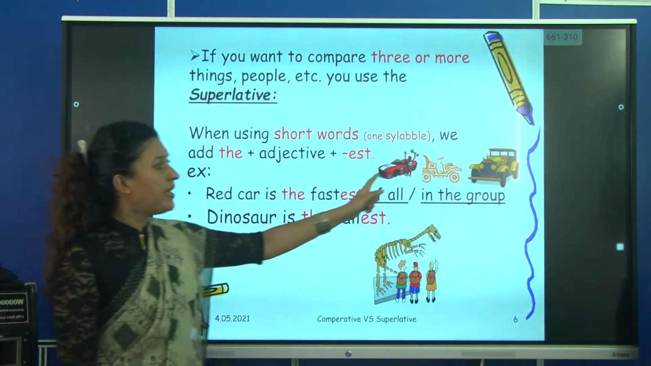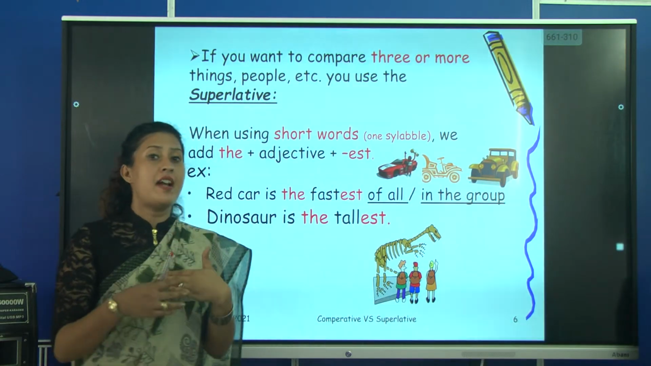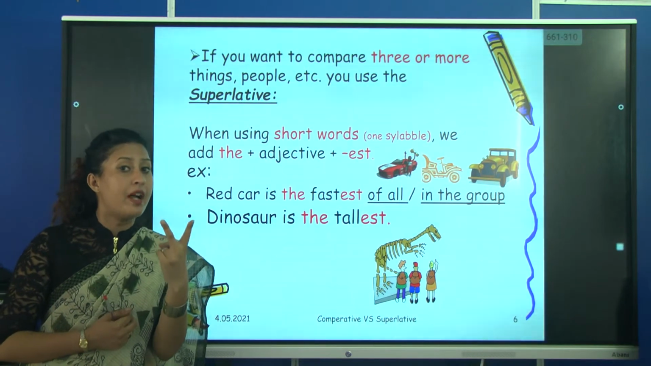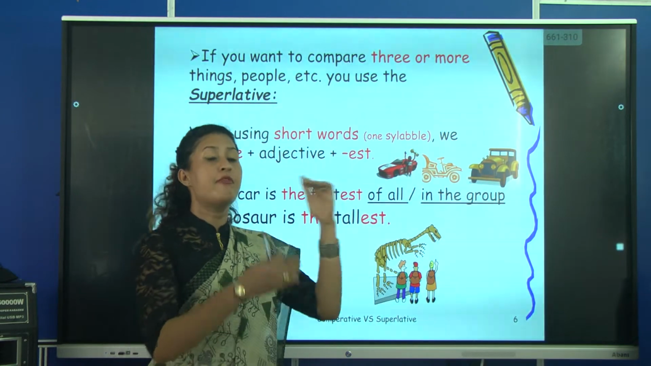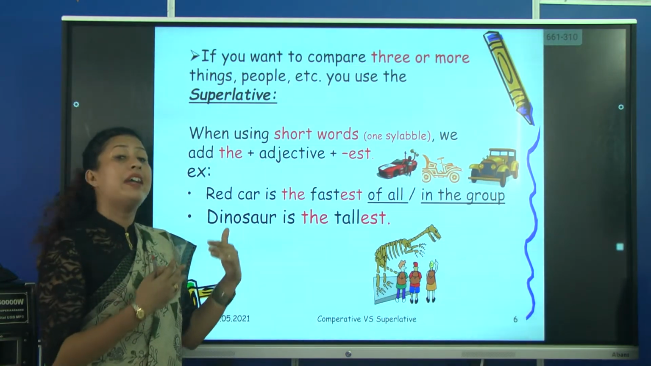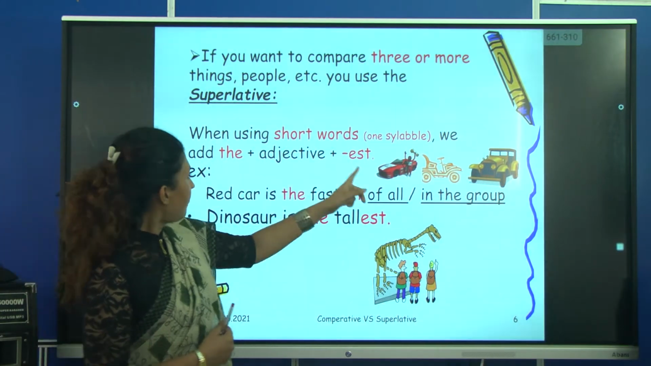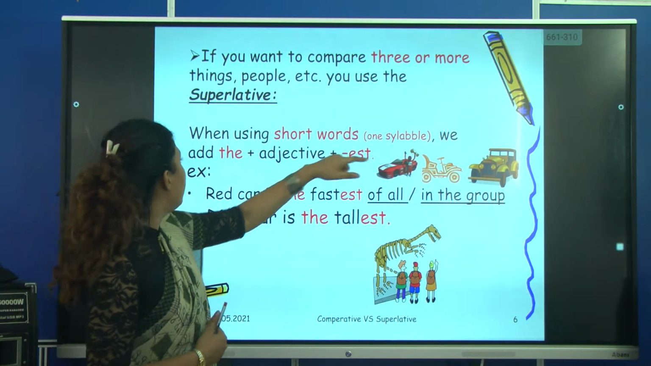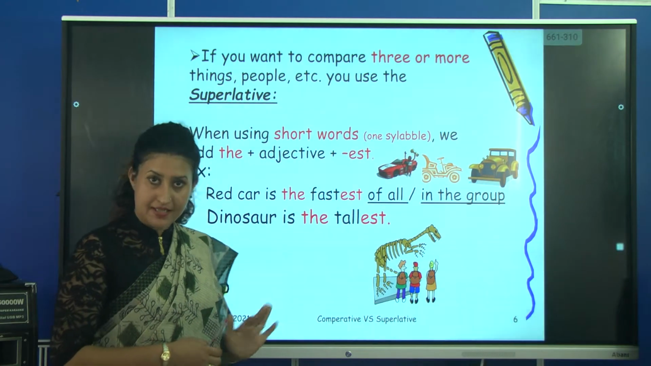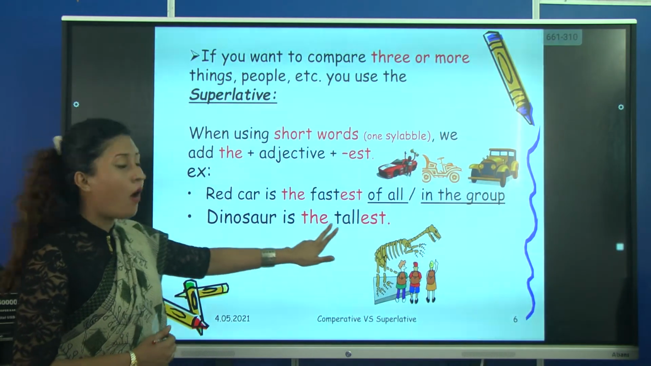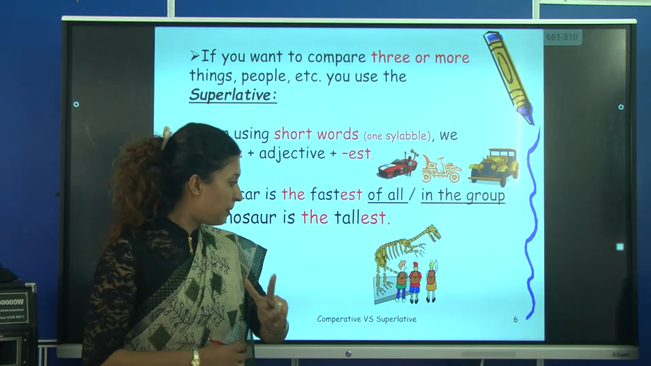Now see, how many images are there? There are 3 images. Now earlier we studied comparative adjectives, we compared only 2. Now we are comparing 3 or more, which means for superlative adjectives, children, we compare 3 or more things or people. Now see, when using short words, we add the plus adjective plus est. Understand? Which means, now tall. Now see how many people are there? There are 3 people. Okay?